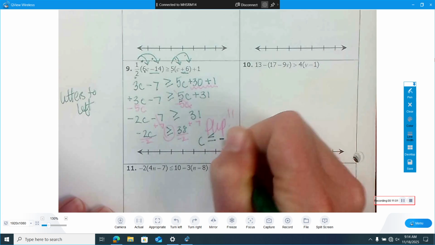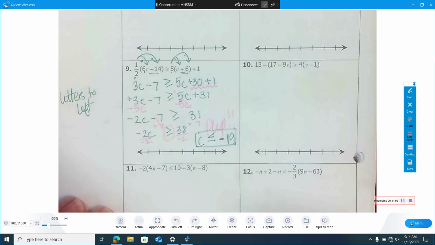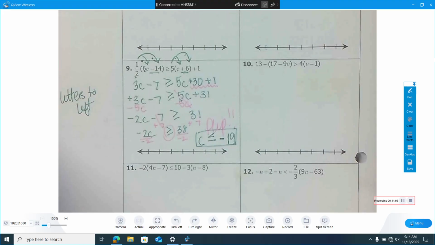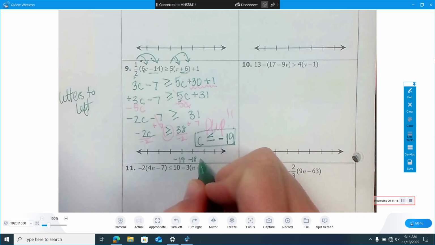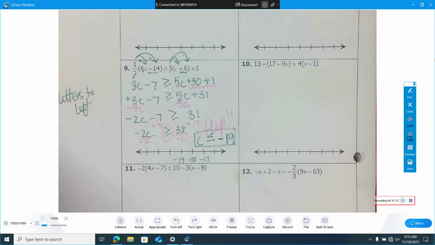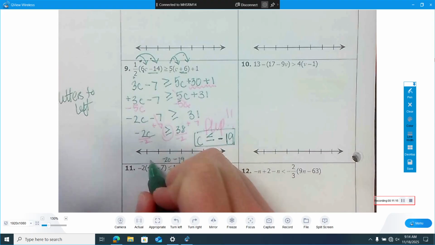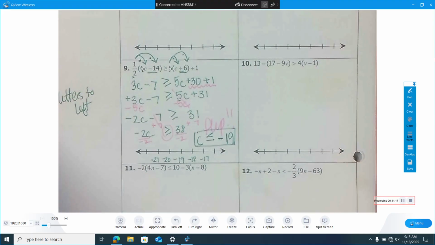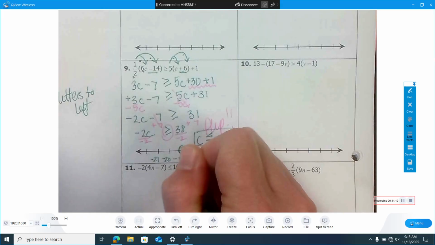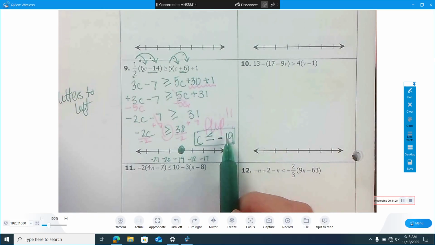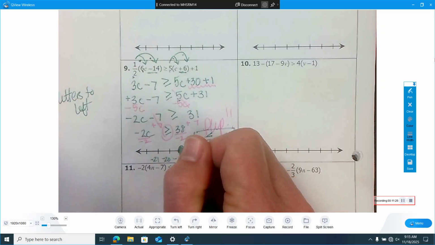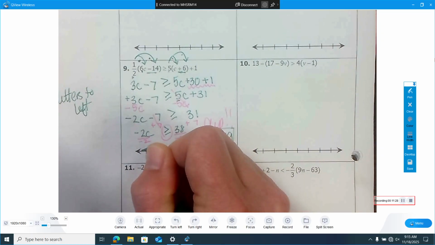negative 19. C is less than or equal to negative 19. So I have negative 19, negative 18, negative 17. And to the left would be negative 20, negative 21. All right, so we want a solid dot at negative 19, and we want numbers smaller than or littler than the negative 19. So littler is to the left there.